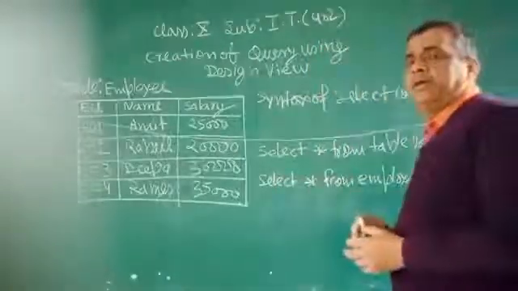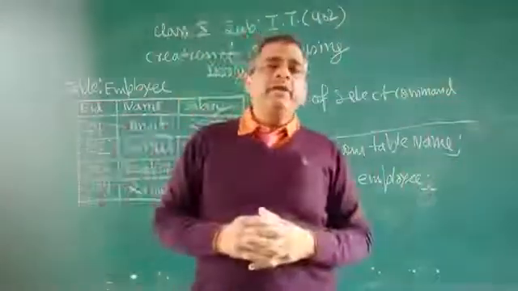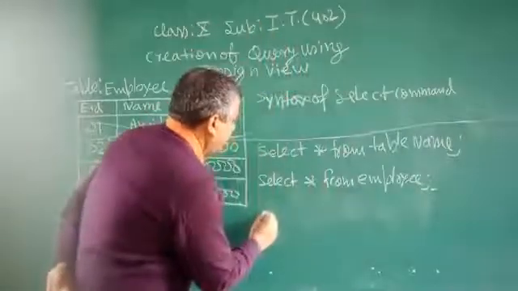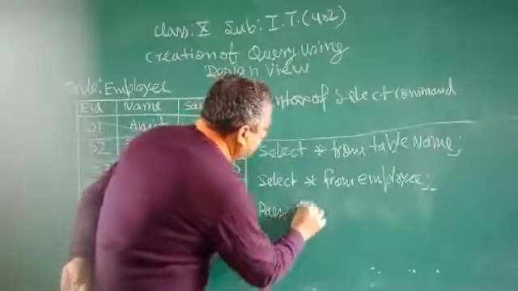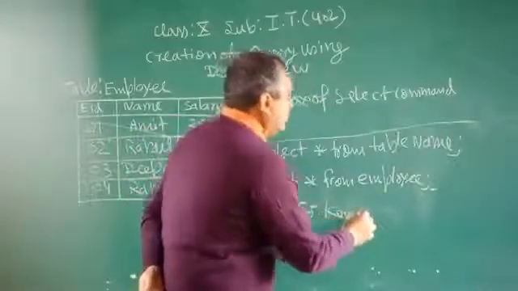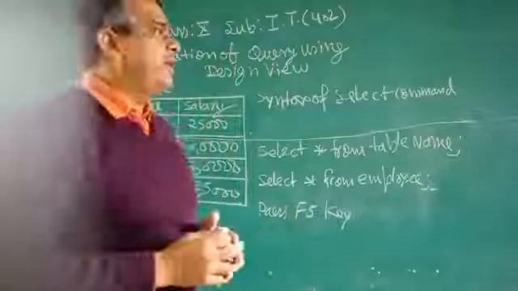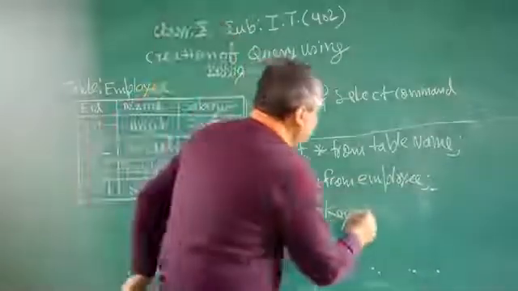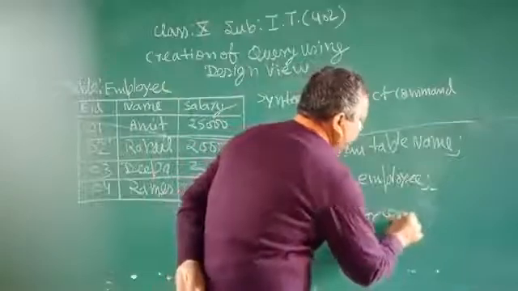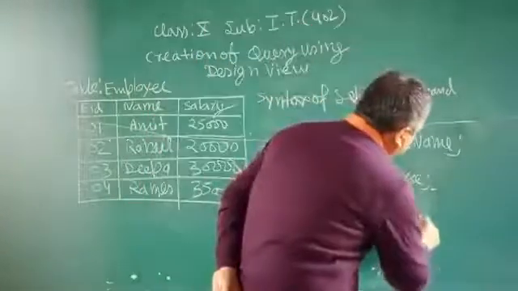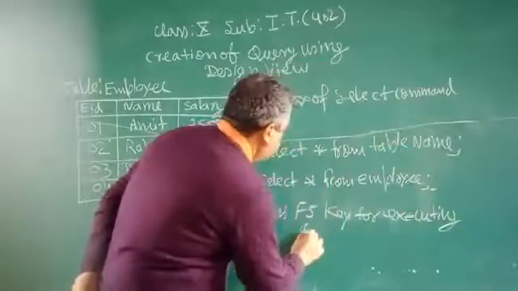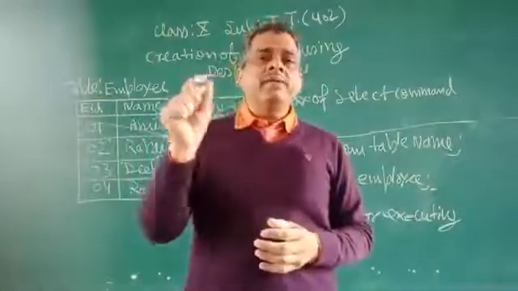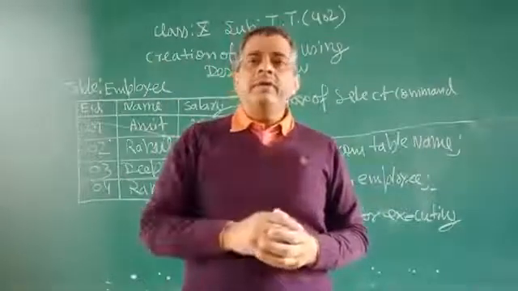Select asterisk from employee. Students, after writing the query, you execute this query by pressing the F5 key. Clear? If you want to execute the query, then after writing the statement, we press the F5 key for executing the query. Clear? Otherwise, we click on the execute query button from the standard toolbar.